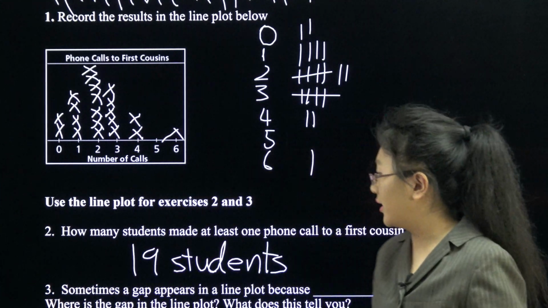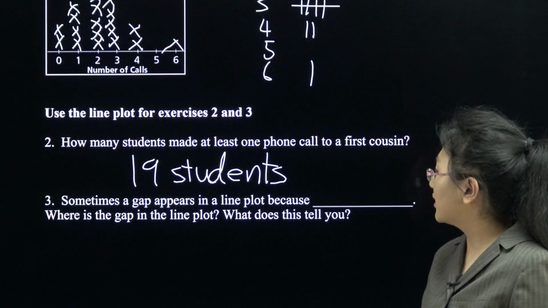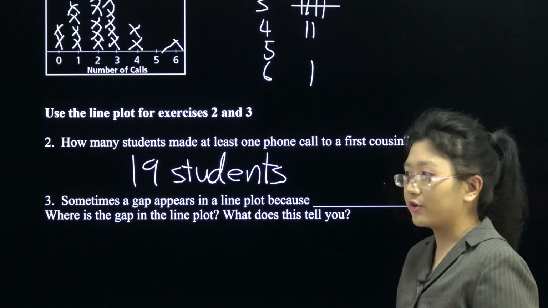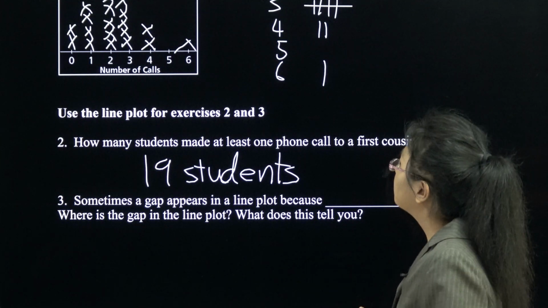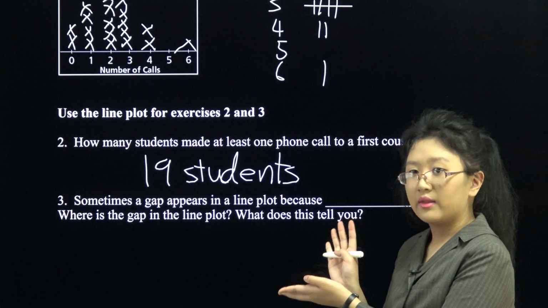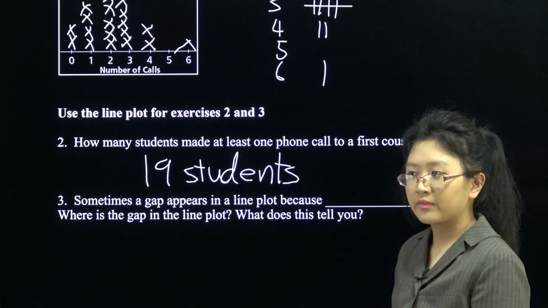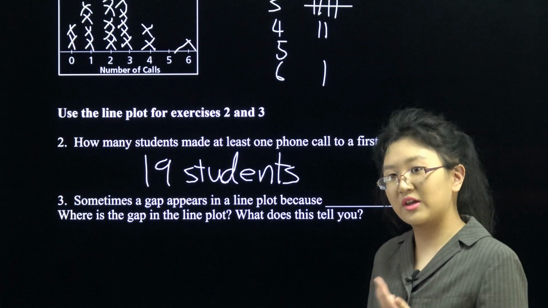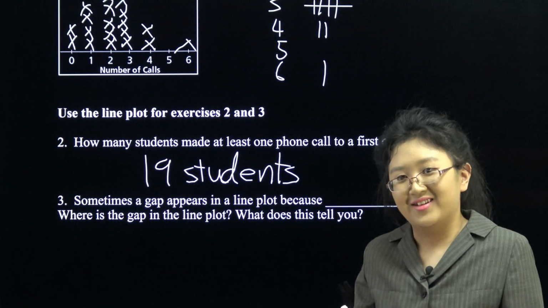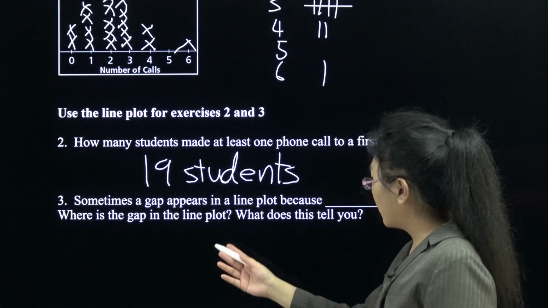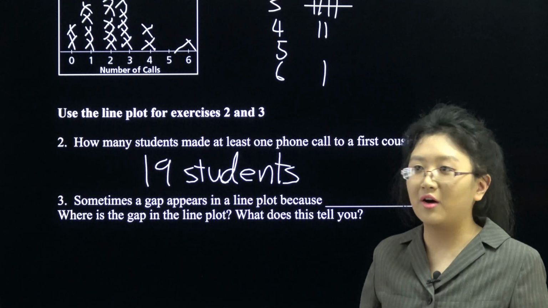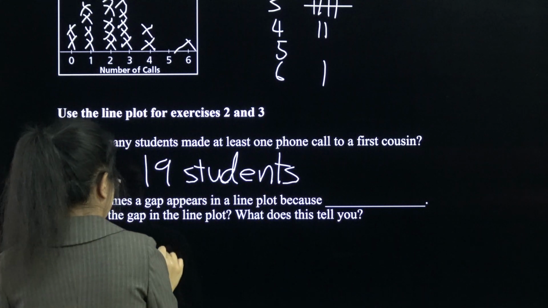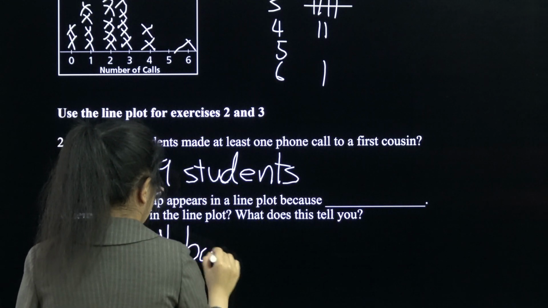Then the next question is, sometimes a gap appears in a line plot because something. Where is the gap in the line plot? What does this tell you? So the gap appears because, well, that tally just isn't there. That's not a frequency that anybody did. Or there was no data collected in that frequency. So where's the gap in this one? Well, 5, because nobody called their cousins 5 times. 5, what does this tell you? Nobody called their cousins 5 times. Well, first cousins.